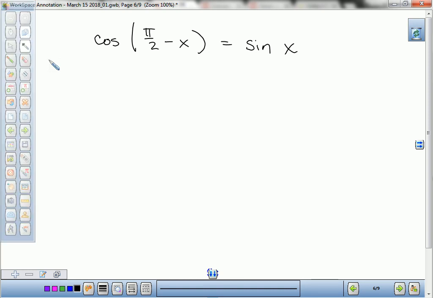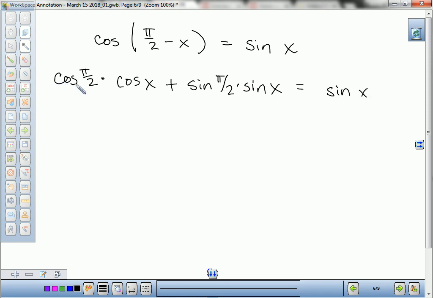All right, so this is a difference. So I'm going to use the difference formula for cosine on this side. So it would be cosine of the first, pi over 2, times cosine of x. Oh, hold on. A difference is plus sine of pi over 2 times sine of x.